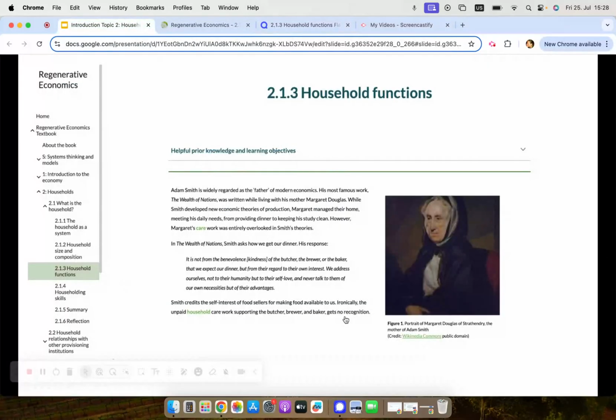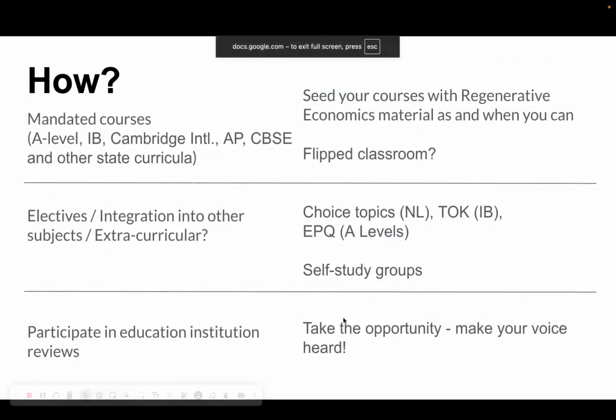Yeah, so that's an overview of the section. Now, all the sections of the textbook have that same structure to make it easy to use. So, some additional guidance about how to use this.